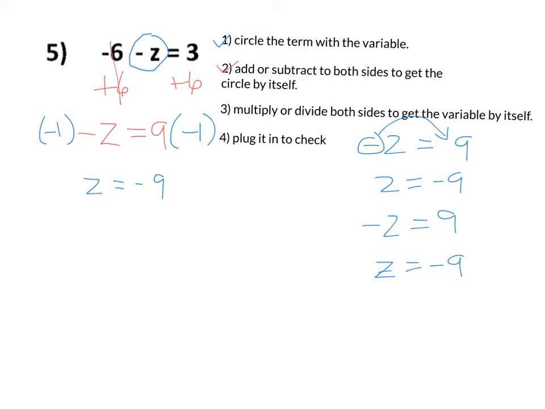Let's get back to checking it. We're going to plug in negative 9 for z. So we've got negative 6 minus negative 9 is equal to positive 3. When we see this subtract a negative, I like to change that into a big plus sign. Negative 6 plus 9 is 3, and 3 is equal to 3, and there's my check.